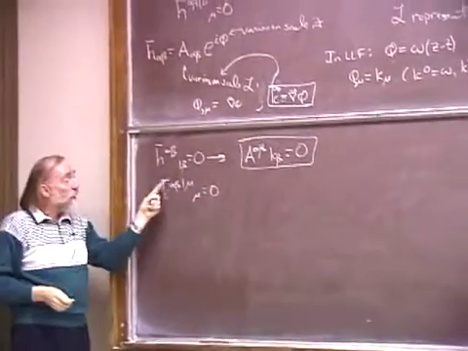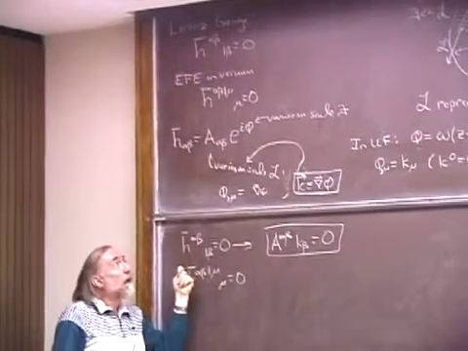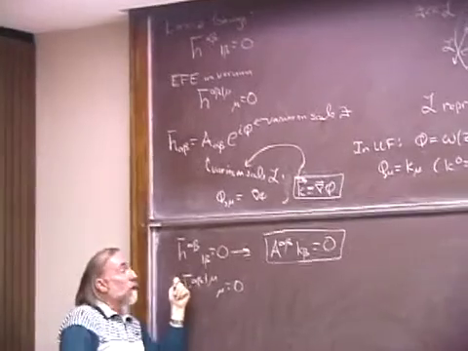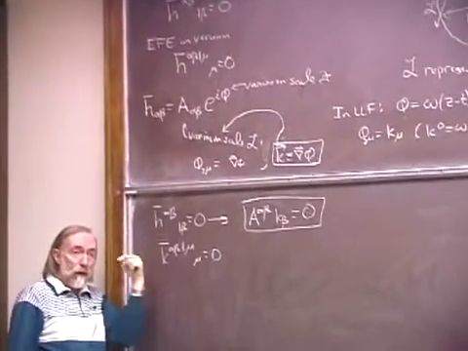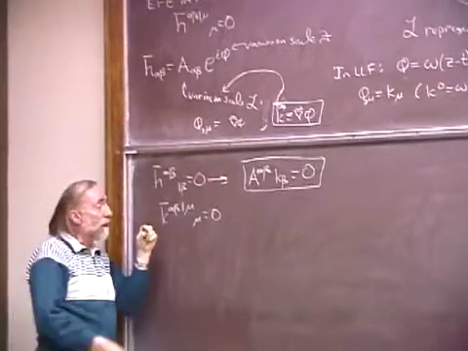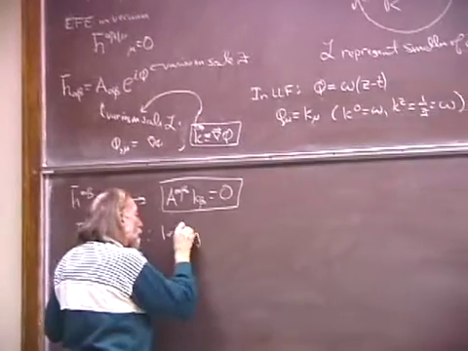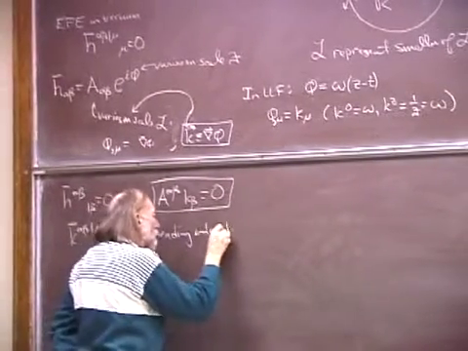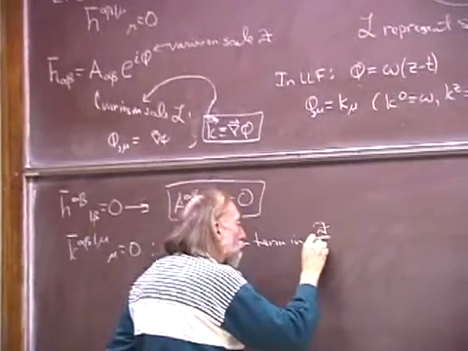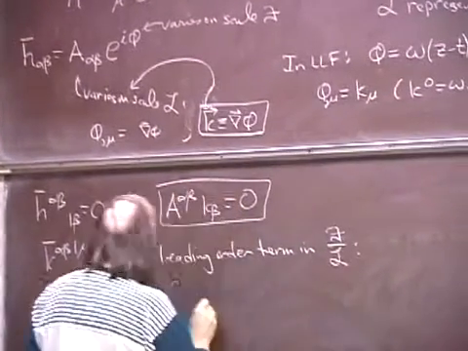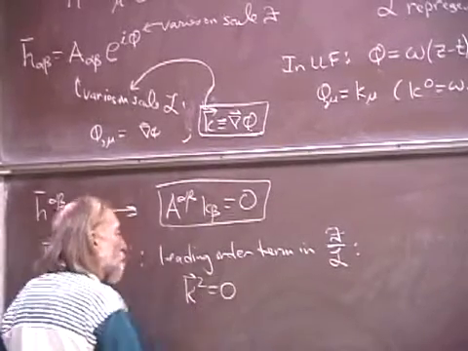When you put it into the wave equation, you then look at the leading order term in the power series expansion in reduced wavelength divided by the length scale L. So you look at the leading order term in this small quantity lambda bar over L, and that gives you the fact that K is null.